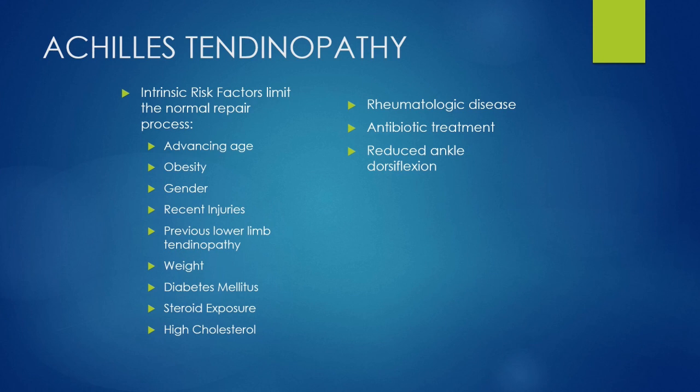And then, in addition, as an intrinsic risk factor, ankle stiffness, such as reduced ankle dorsiflexion, seems to be a universal intrinsic risk factor for many lower extremity conditions, and specifically as relates to this program, seems to be a contributing factor to the development of Achilles tendinopathy.